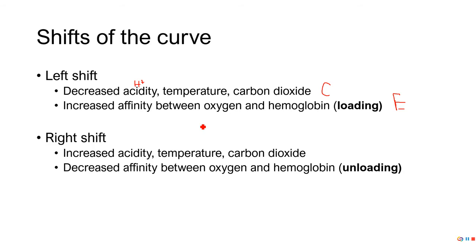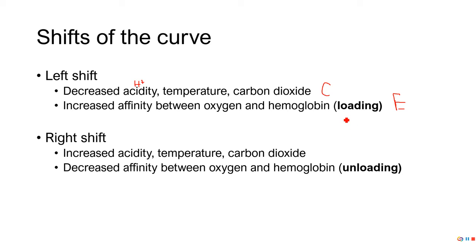On the flip side, we've got a right shift. And the opposite is true. If I increase acidity or increase temperature or increase carbon dioxide, that's going to decrease the affinity between oxygen and hemoglobin. Okay, that's going to facilitate unloading.